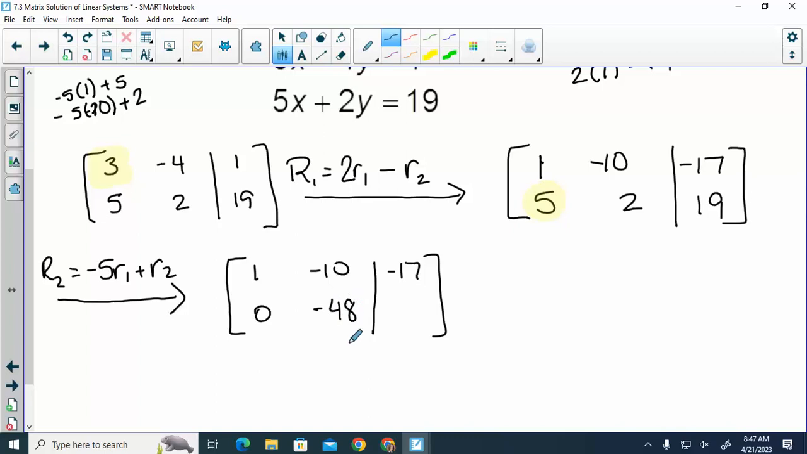Would it be positive? Negative times negative? Oh, yes, it would be. Thank you, I messed up. I couldn't read my own writing. So what would that be then? We would have 52. Okay. -5 times row 1, so times -17 plus 19. 104.